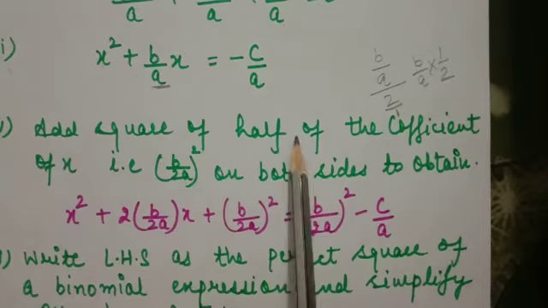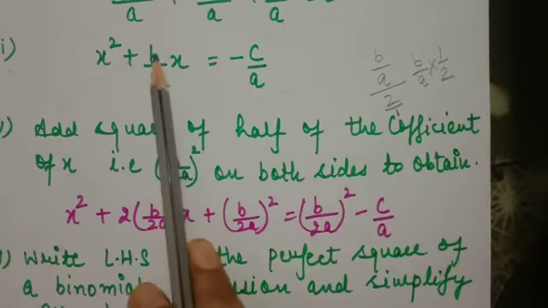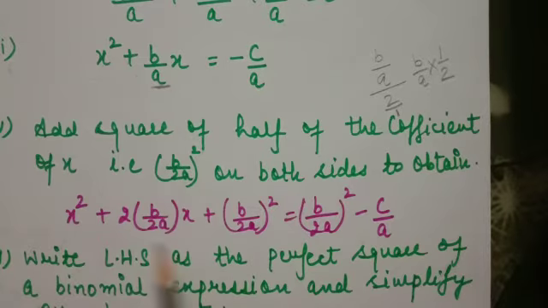So add the square of the half of the coefficient of x. So half of the coefficient of x is b upon 2a and then square it. So add on both sides. So we get x square plus 2 into b upon 2a into x plus b upon 2a whole square is equal to b upon 2a whole square minus c upon a.